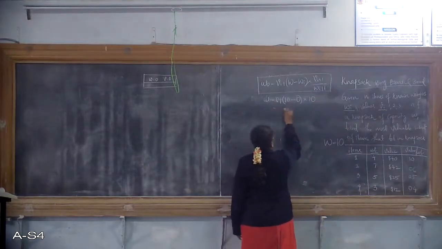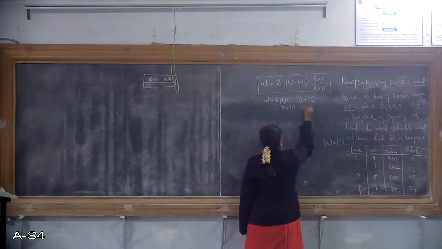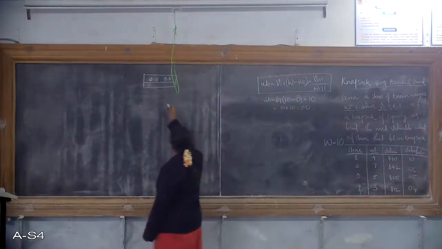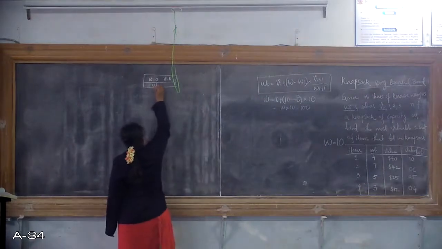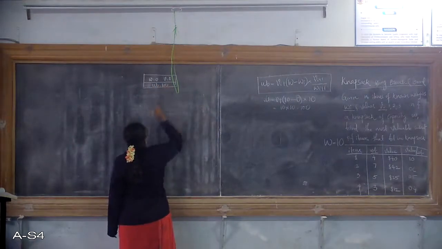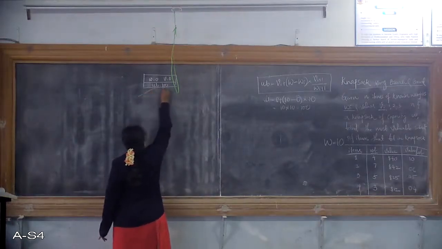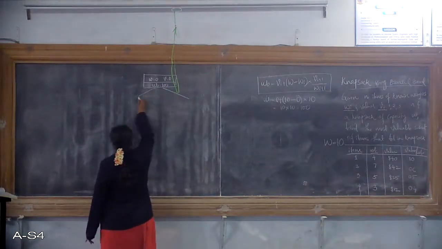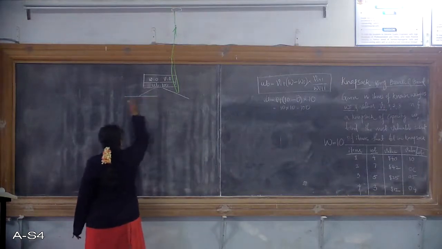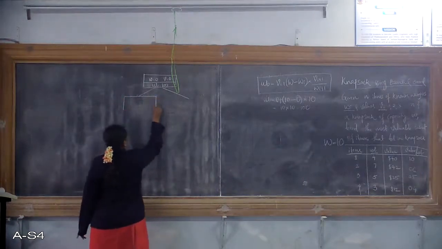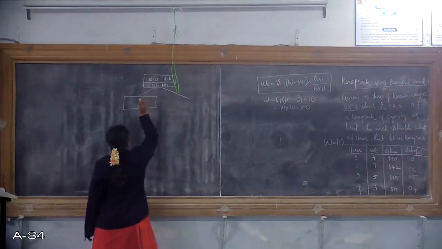So upper bound for this is 10 into 10, which is equal to 100. So UB is calculated for this node by using that formula. This is equal to 100. Next, we need to branch this node and calculate the upper bound when item 1 is selected.